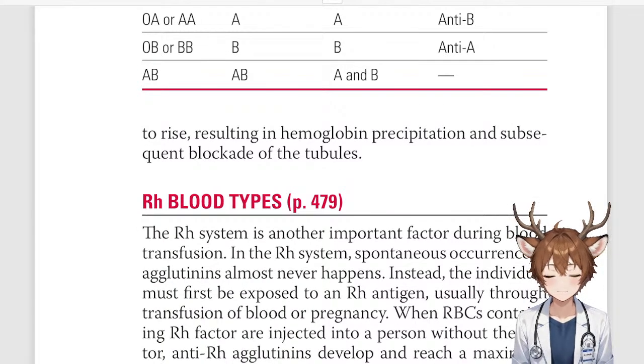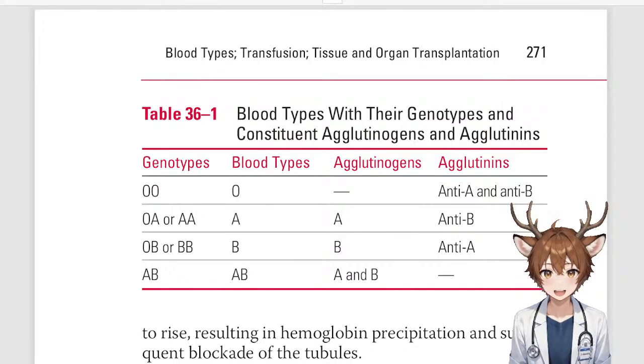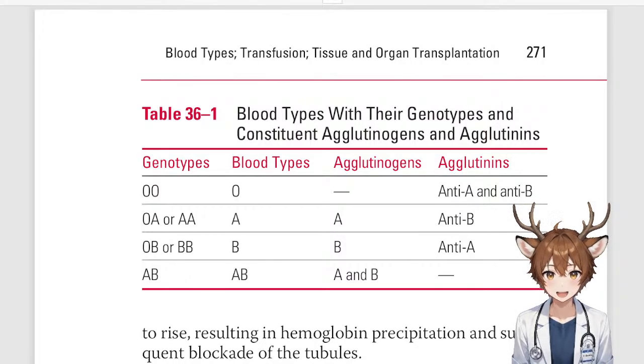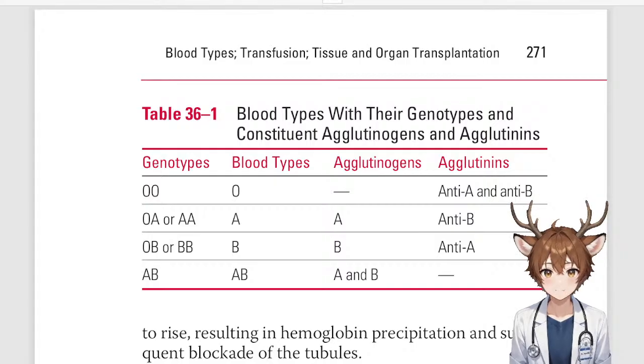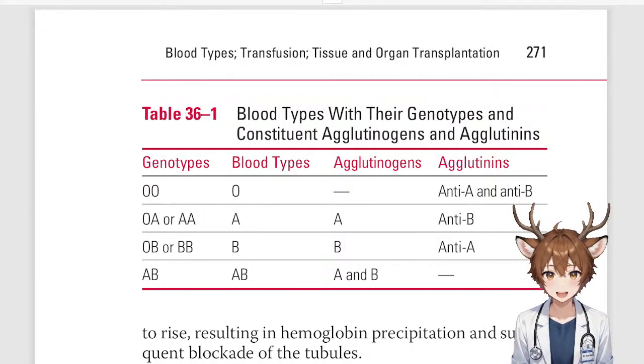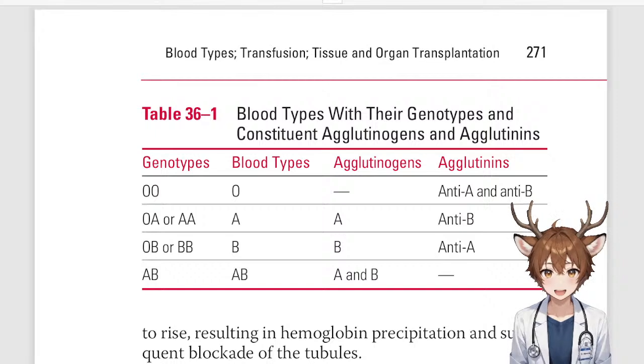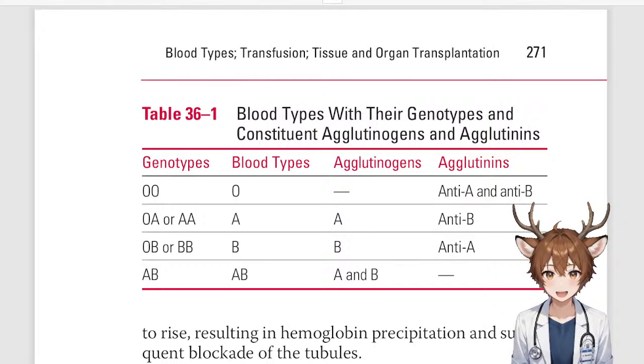So as you can see from this table right here, Table 36.1, blood types with their genotypes and constituent agglutinogens and agglutinins. Again, the agglutinogen is the actual antigen on the blood cells, and the agglutinin is sort of this reactive entity against the blood cells. So again, let's say the genotype is OO, right? Therefore, the blood type or the phenotype is going to be O, your type O blood. Then you're going to have agglutinogens absent, right? Because there are no antigens present on the blood, but you will have agglutinins, or reactive entities, against all the antigens that it could be possible, A or B, right?